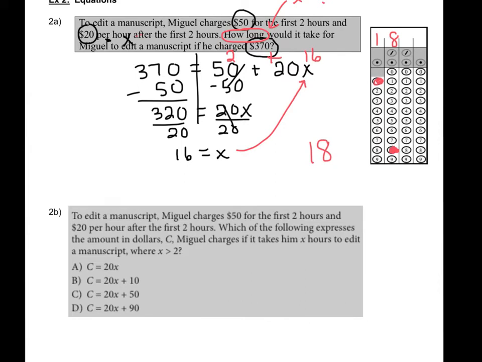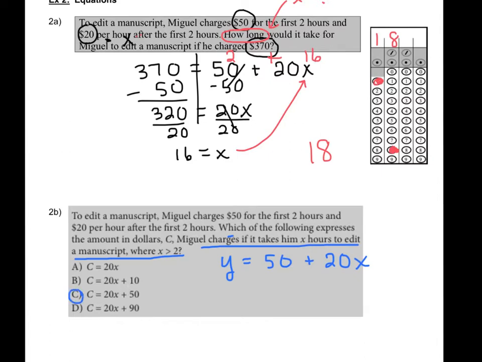2B is a variation on A. It's the same information. All they want us to do in this problem is find the equation. Find the equation if it takes them x hours to edit a manuscript where x is greater than 2. So he does edit for more than 2 hours, so it's going to be more than $50. So we already wrote down the equation y equals 50 plus 20x. So it would be tempting to pick C for our answer.